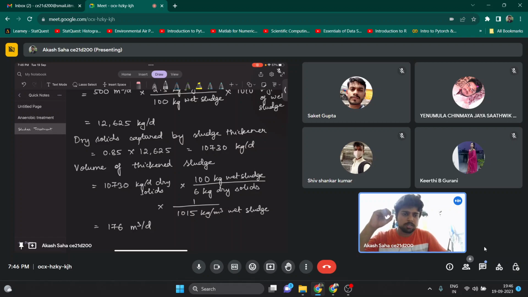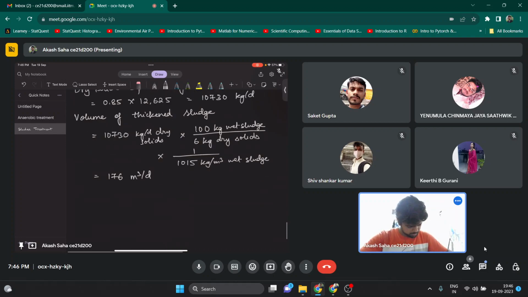So we know that 500 meter cube per day of flow rate was coming in, and in the sludge thickener 176 is getting captured. So what would be my side stream? My side stream value will be 500 minus 176. That is 324 meter cube per day. Okay.